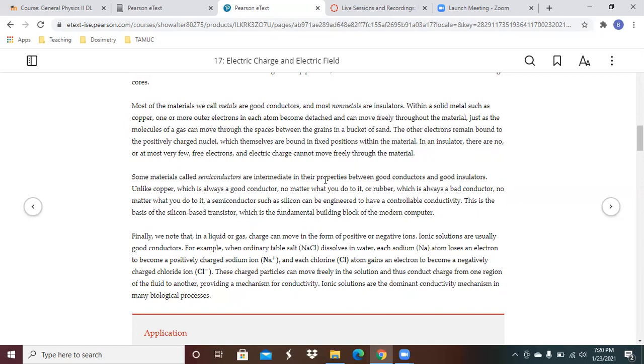Most of the materials we call metals are good conductors, and most nonmetals are insulators. Within a solid metal, such as copper, one or more outer electrons in each atom become detached and can move freely throughout the material, just as the molecules of a gas can move through the spaces between the grains in a bucket of sand. The other electrons remain bound to the positively charged nuclei, which themselves are bound in fixed positions within the material. In an insulator, there are no, or at most very few, free electrons, and electric charge cannot move freely through the material.